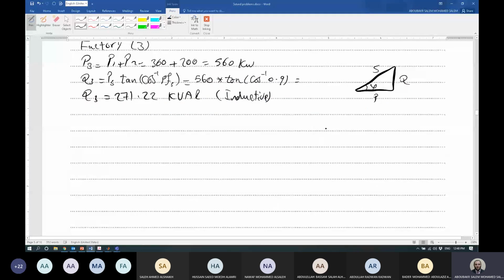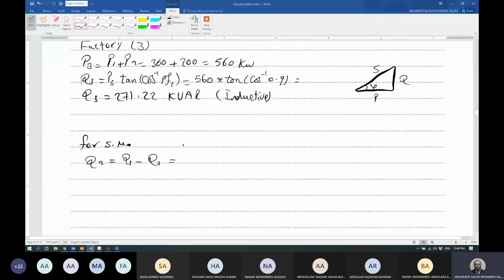So simply we can say now, for the synchronous motor, Q2 equals Q of our load minus Q of the supply. So the required reactive power of the load was 480. So we can say 480 minus 271.22. It's 208.7 kilo volt ampere reactive. So this is now the reactive power of our motor.